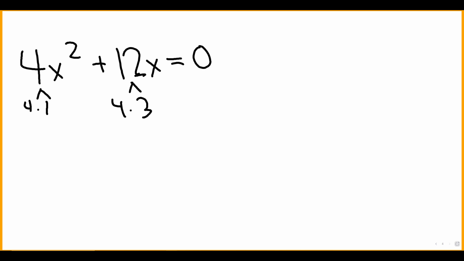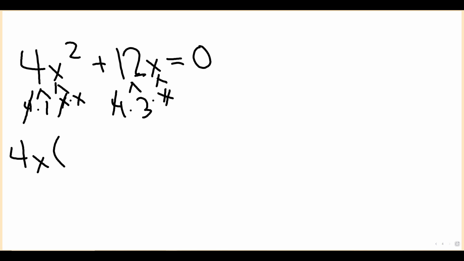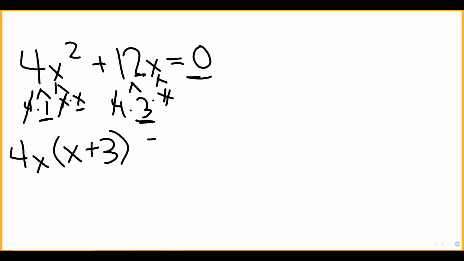The x squared can split into x times x, and the other x can only split into x. So what's similar here? 4 is similar, and x is similar. So that means we can turn it into 4x, and what's remaining? On this side, there's 1 and x, and on this side, there's 3 remaining. So x plus 3, and that equals 0. Okay, now it's a multiplication problem. So now we know that 4x has to be equal to 0, or x plus 3 can be equal to 0.